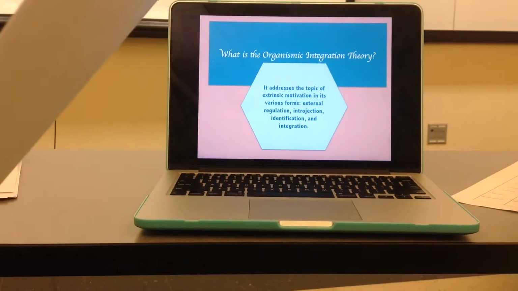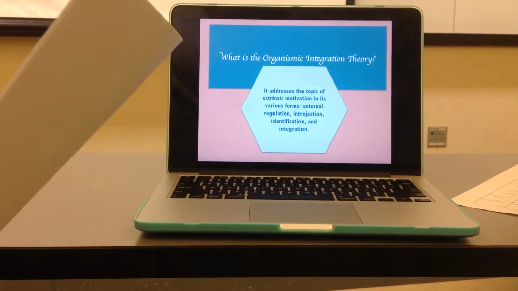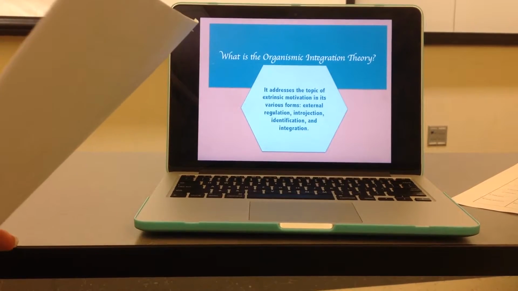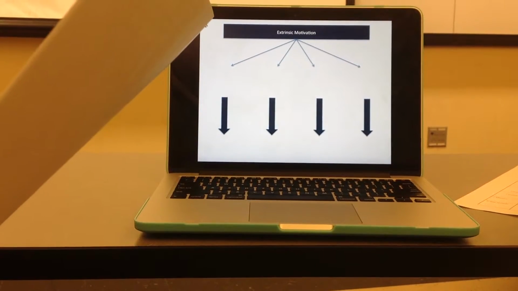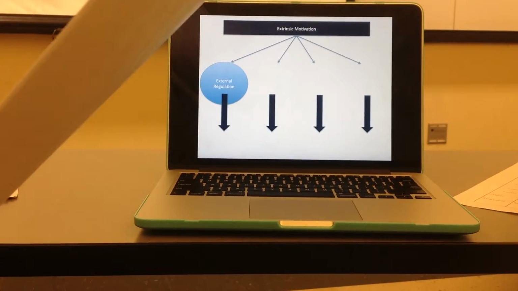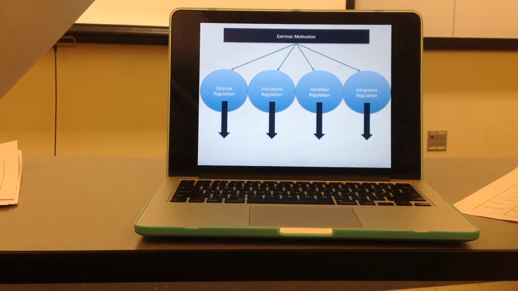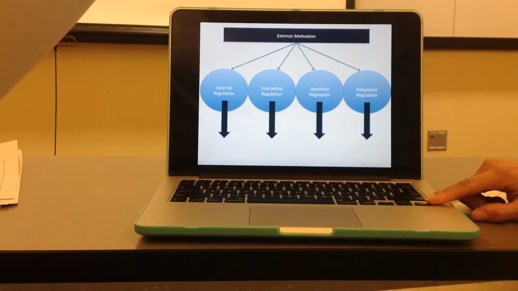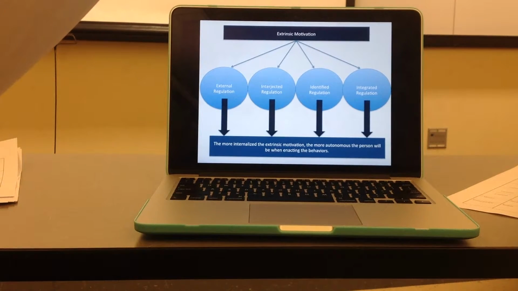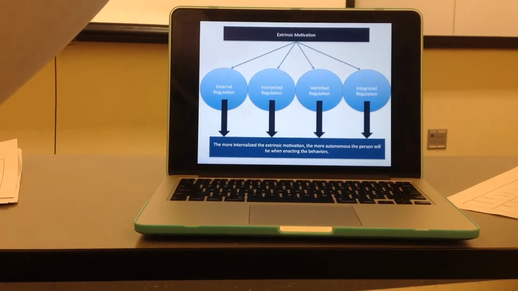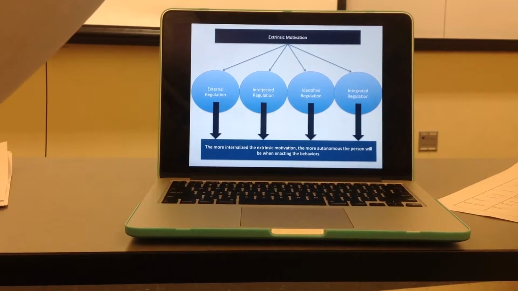What is the organismic integration theory? It addresses the topic of extrinsic motivation in its various forms: external regulation, introjection, identification, and integration. The 4 subcategories of extrinsic motivation are external regulation, introjected regulation, identified regulation, and integrated regulation. Now let's take a look at all of them a little closer. But first, keep in mind the more internalized the extrinsic motivation, the more autonomous the person will be when enacting the behaviors.